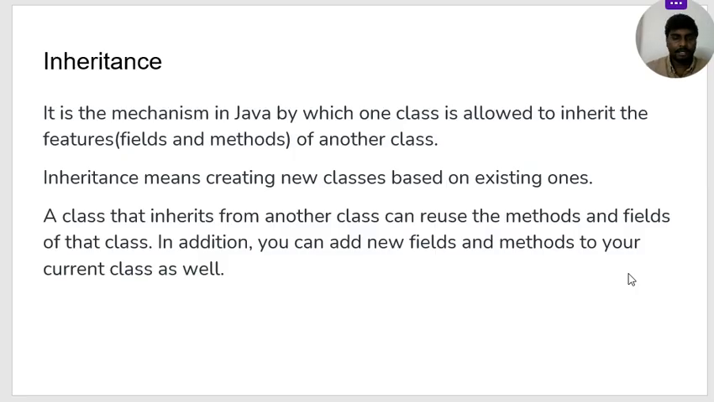What do you mean by inheritance? Basically, in Java, inheritance is a mechanism. It allows us to inherit the features of one class into another class. In this inheritance, a new class based on the existing ones will be created. A class that inherits from another class can reuse the methods and the fields of a class. In addition, you can add new fields and methods to your current class as well.